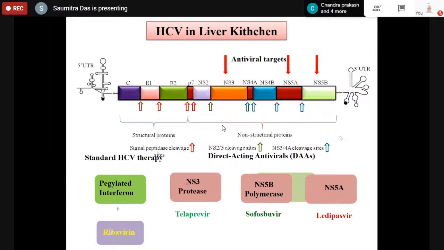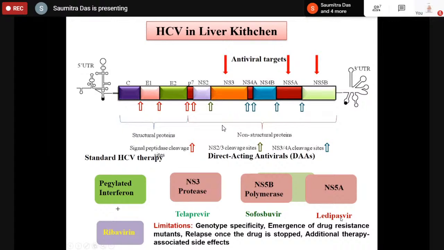Until recently, when we have the pilavir, which actually inhibits the NS3 protease of the virus, and the sofosbuvir, which is actually targeting the RNA-dependent RNA polymerase of the virus. Both of them can effectively bring down the virus titer. And now there is ledipasvir, which is an NS5A targeting drug, which is also available in the market.